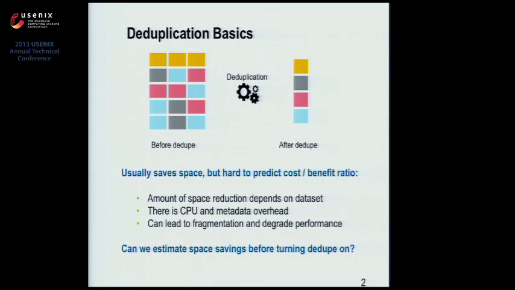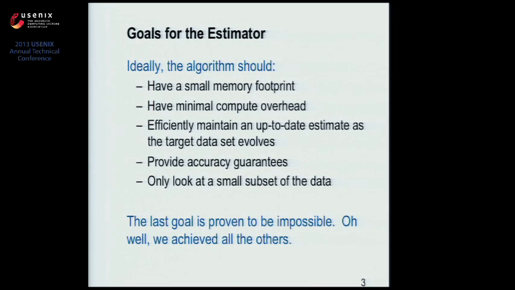So what we'd like to do is estimate the amount of duplication a customer can achieve before incurring the overhead of dedupe. And this isn't just for use by customers, but it would also be nice if the system could automatically turn on deduplication for volumes where it makes sense and avoid doing it for volumes where it doesn't. Now, an estimator is not useful if it takes as much space and or time as actually turning on deduplication.